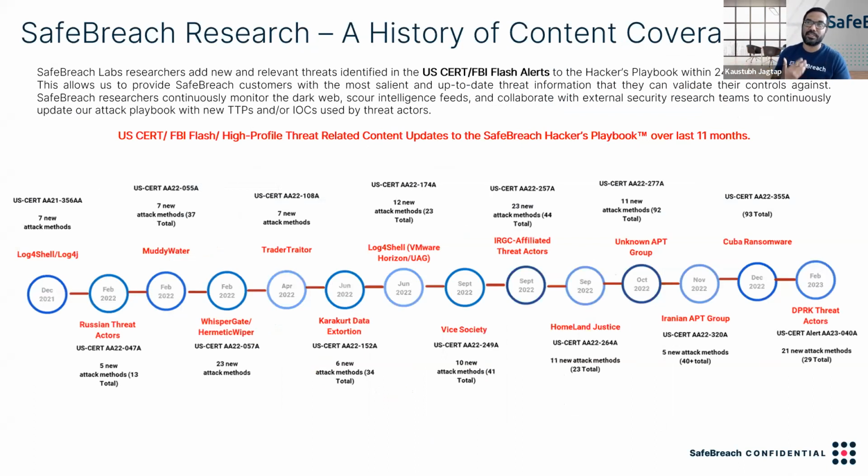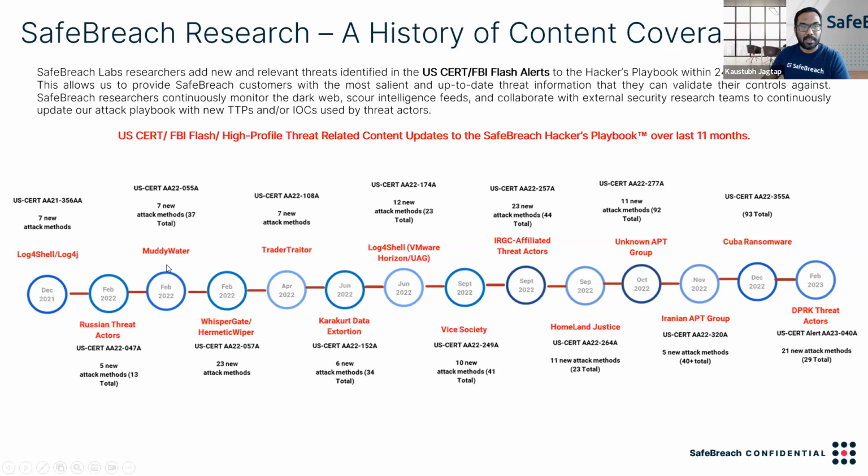Now, I talked a lot about our motivation. What motivates us to provide that 24-hour SLA for FBI Flash, US-CERT alerts and other critical alerts? Here's a timeline of the high-profile threats we've added coverage for in the last 11 months. We didn't just provide coverage for these high-profile threats. We've added close to 6,000 attacks in just the last year. These may not rise to the level of a US-CERT or FBI Flash, or maybe down the line they could be encapsulated in one.